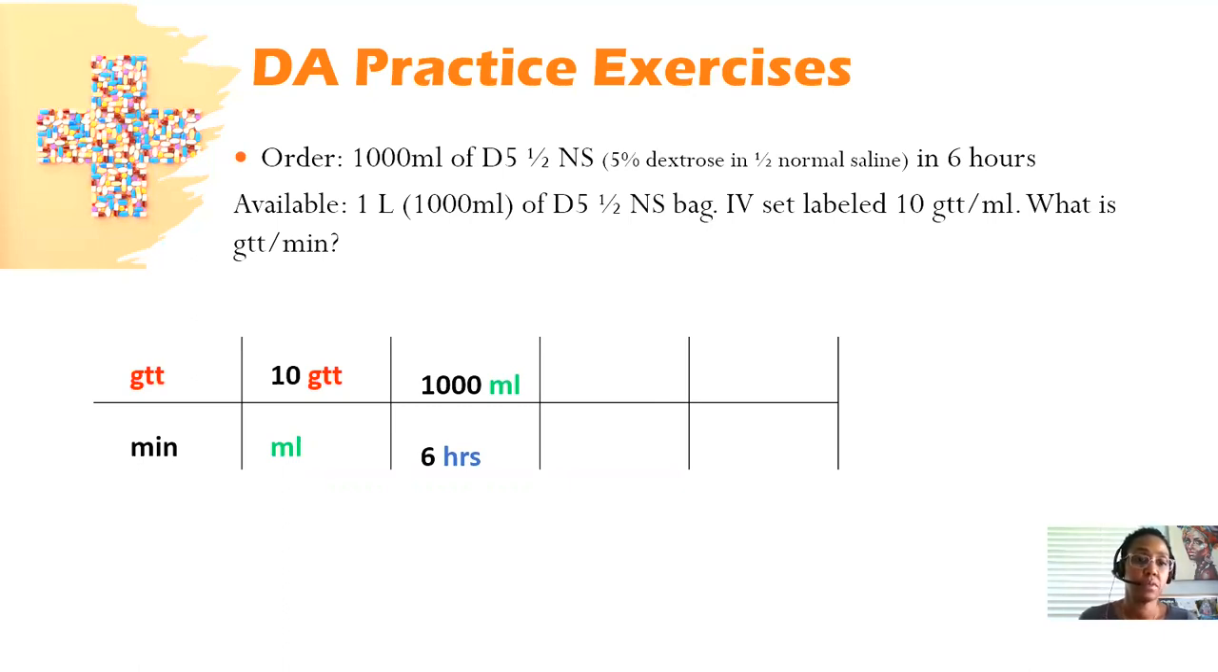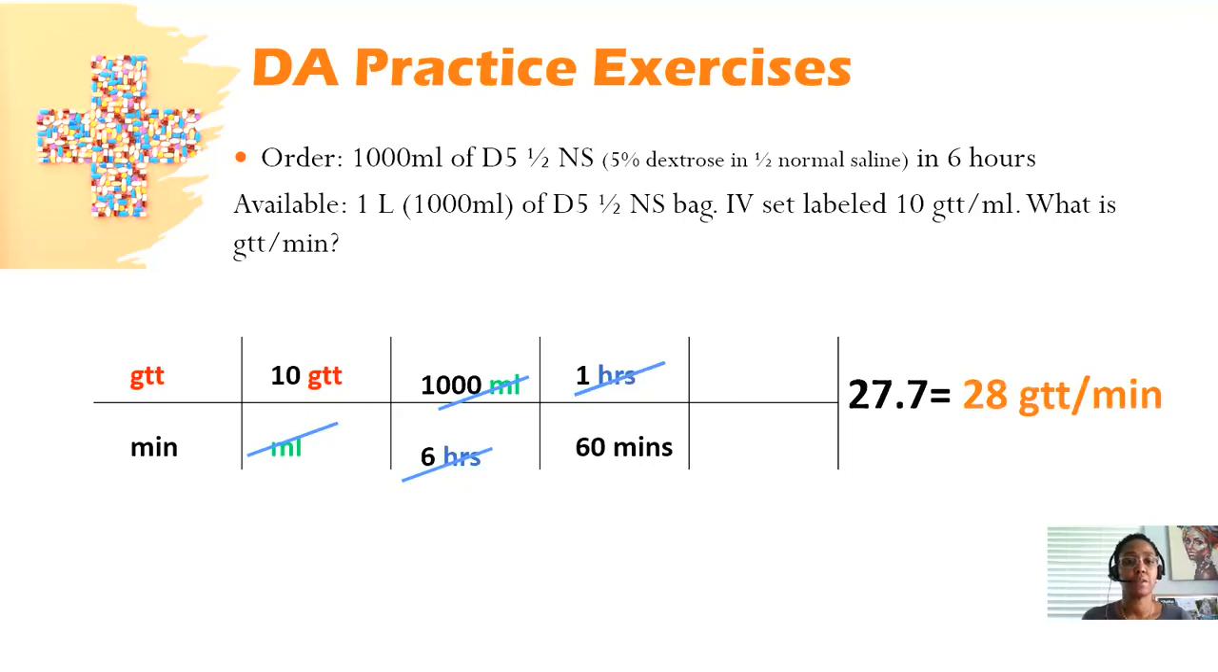Okay, are we done? We could cross off mLs, but we still have the hours because we need minutes. So we need one more factor. 1 hour is 60 minutes. So now we crossed off mLs, we crossed off hours, we're left with drips, we're left with minutes, and that's what they're asking for. So we know we're done. So let's multiply across and then divide. Now we have 2.7.